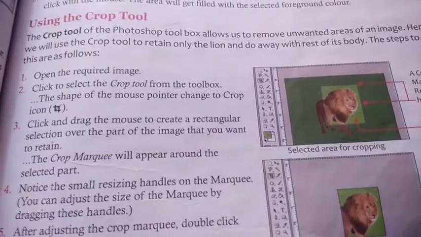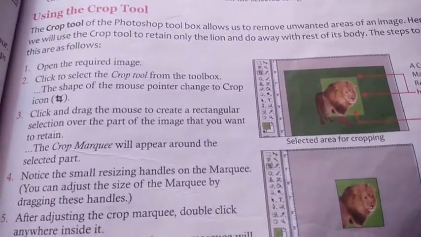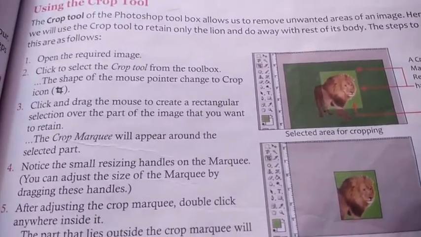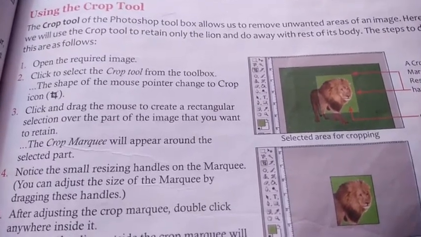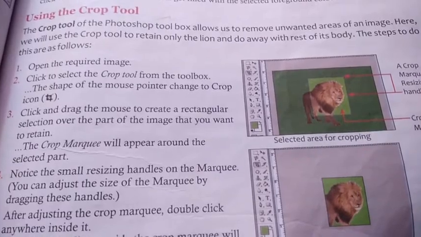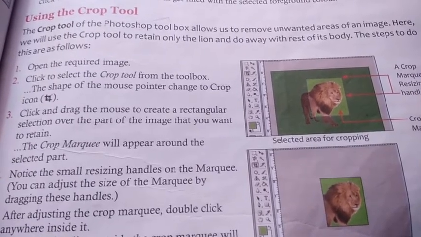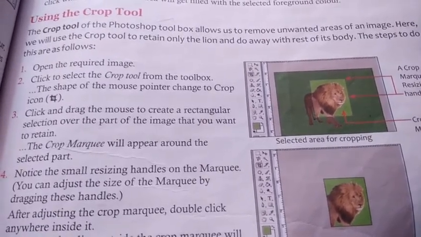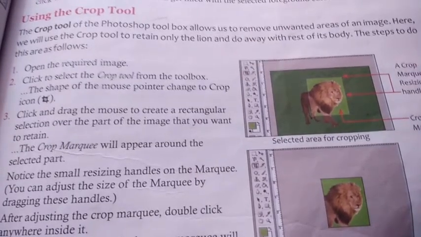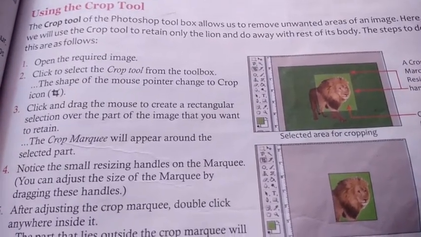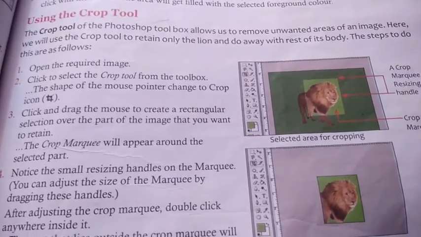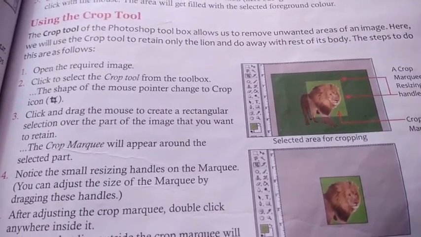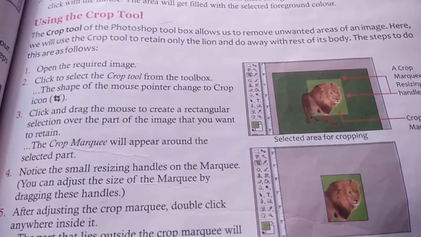So the steps are: first, open the required image, click to select the crop tool from the toolbox. The shape of the mouse pointer changes to a crop icon. Third, click and drag the mouse to create a rectangular selection over the part of the image that you want to retain. So the crop marquee will appear around the selected part. Then fourth, notice the small resizing handles on the marquee. You can adjust the size of the marquee by dragging these handles.